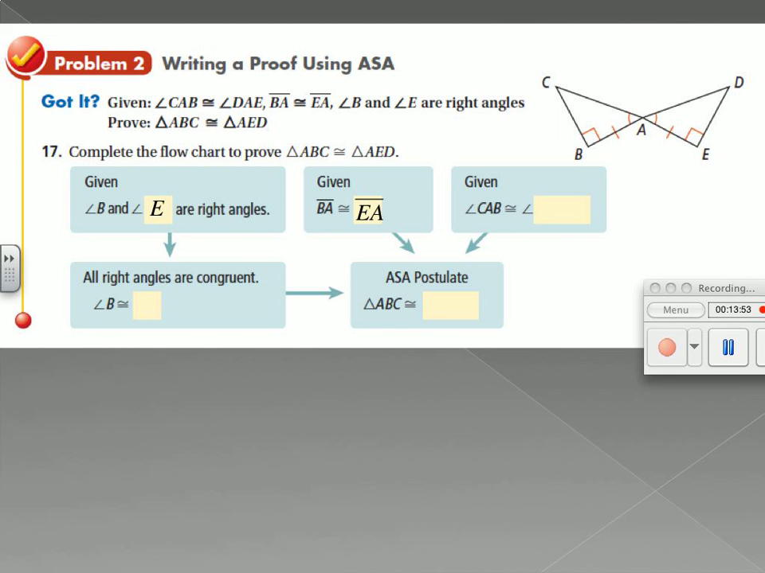I did that in the wrong way. Bad flow. Okay, so that's going to be angle E. Given that BA is congruent to EA, that's given, and we're also given that angle CAB is congruent to angle DAE. So all right angles are congruent. That tells me that angle B is congruent to angle E. So by the ASA postulate, I can say that triangle ABC is congruent to triangle AED.